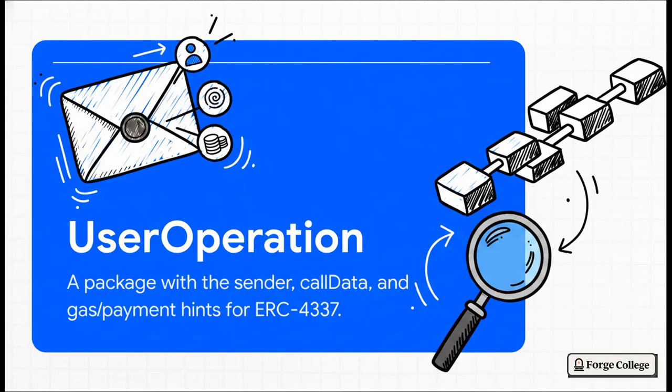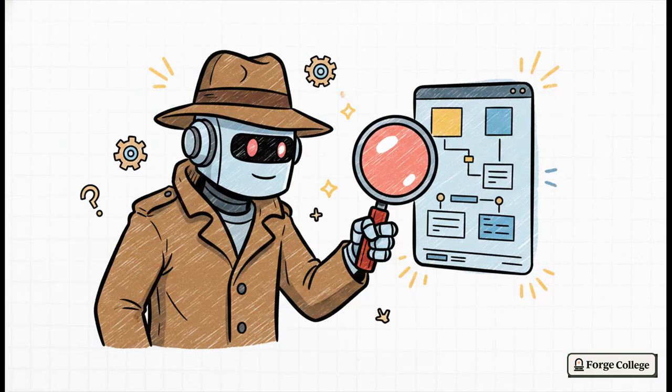It contains the sender, the call data, and the gas or payment hints used in ERC-4337. Just think of it as a tightly sealed envelope containing all the instructions the blockchain needs to actually execute a user's intent. To actually run this interrogation, you'd use a command like this to fire up the test suite against your local Hardhat network.